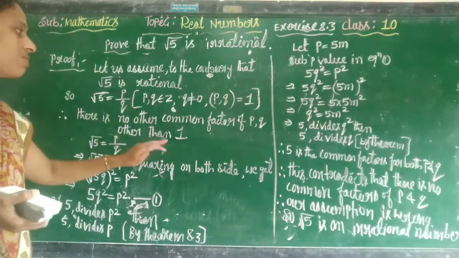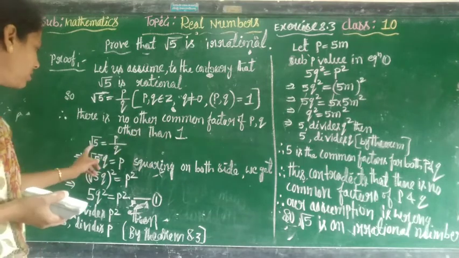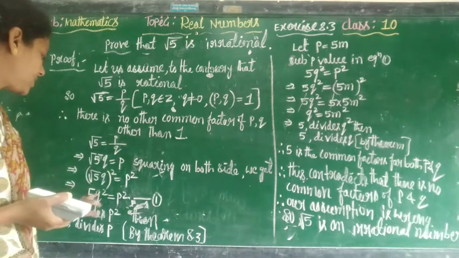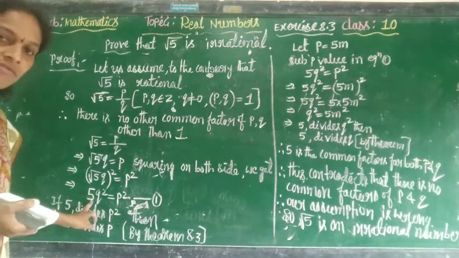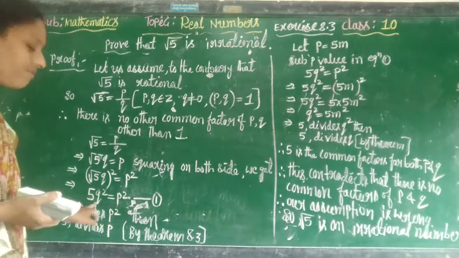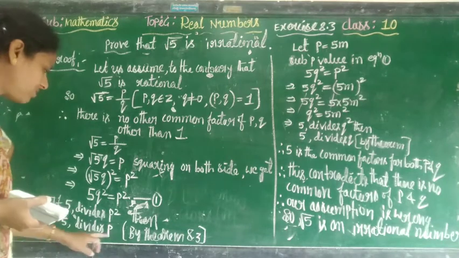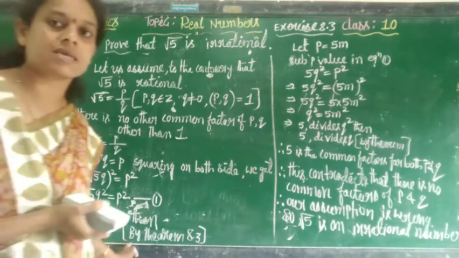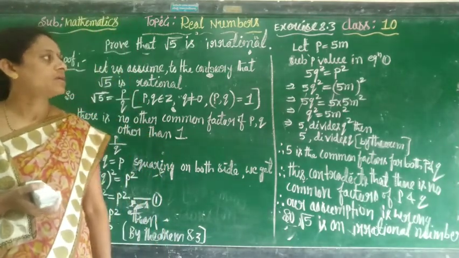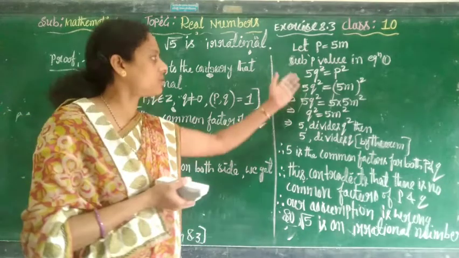Once again, root 5 is equal to p by q. So there is no other common factors of p and q other than 1. Root 5 q is equal to p, squaring on both sides, 5q square is equal to p square. 5 divides p square and 5 also divides p by theorem 8.3. Let us assume p is equal to 5m. Substitute p value in equation 1.